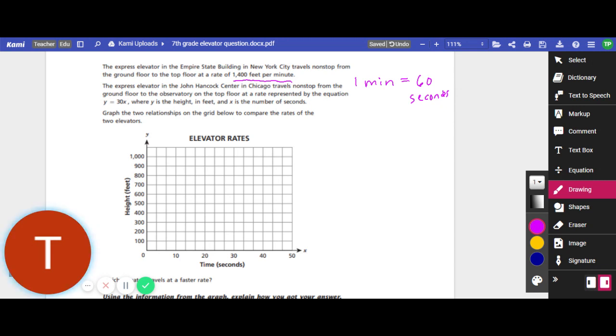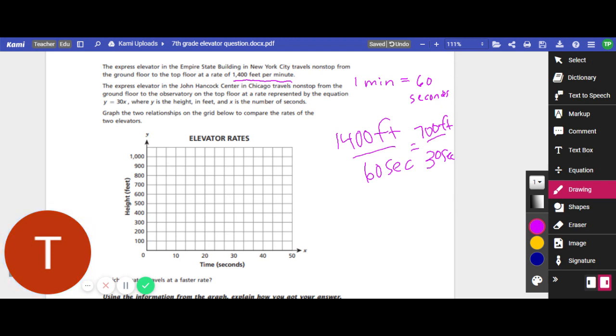So what if we maybe just cut it in half? Could we figure out how far the elevator would travel in half of that 60 seconds, which would be 30 seconds? Well, if it travels 1,400 feet in the 60 seconds, and we want to cut that in half, how far would that be in 30 seconds? Well, if I cut the top in half, then that's going to give me the answer. 1,400 feet cut in half, well, that's 700 feet. So it must travel 700 feet in 30 seconds.